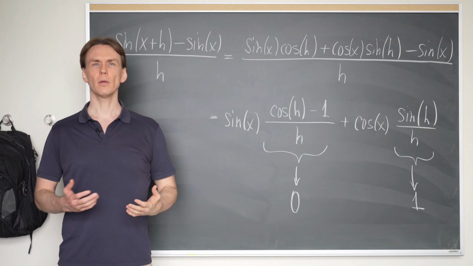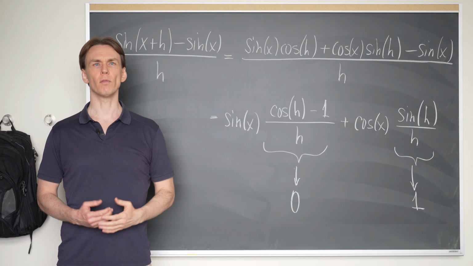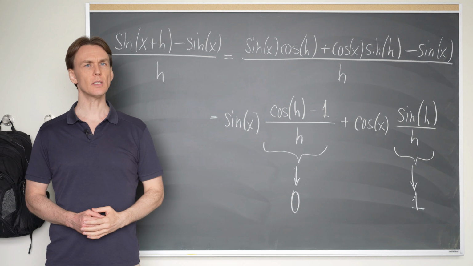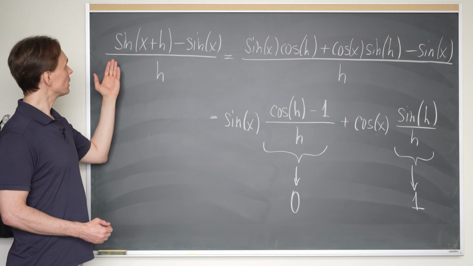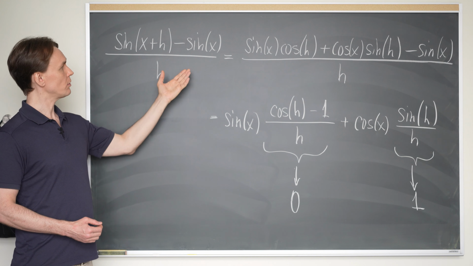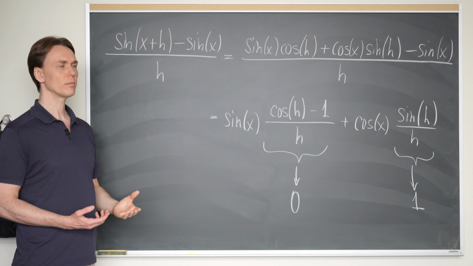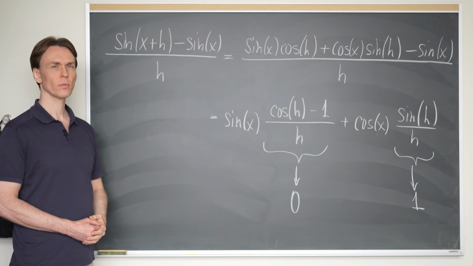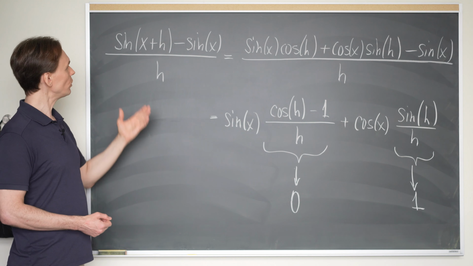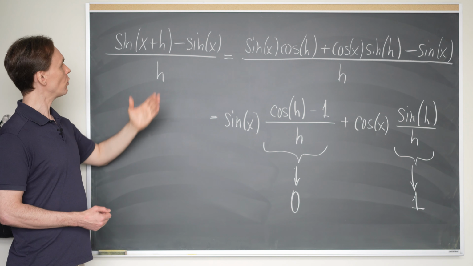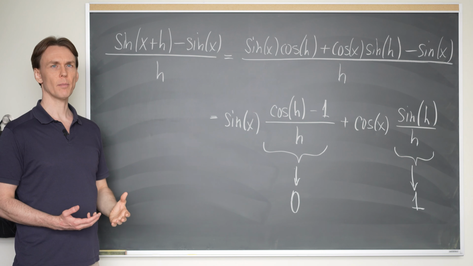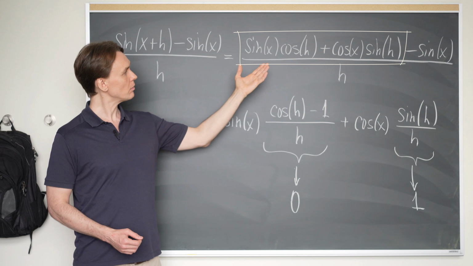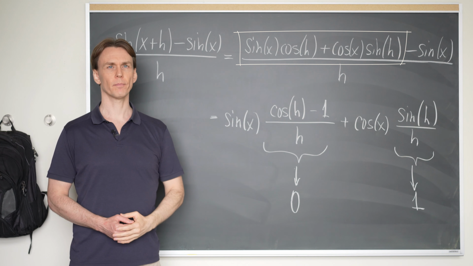So for example, let's try to compute the derivative of sine of x. Now by definition of the derivative, we have to take sine of x plus h, subtract sine of x, then divide by h and see what happens when h goes to 0. And the main thing we have to do here is use the trigonometric formula for the sine of the sum of two angles, which of course is sine times cosine plus cosine times sine.